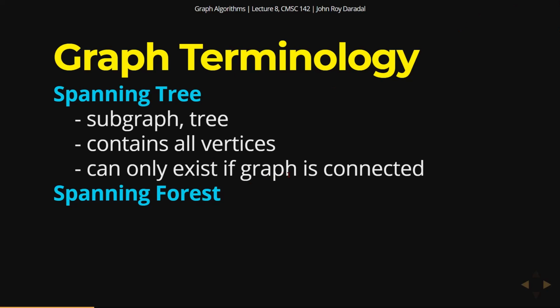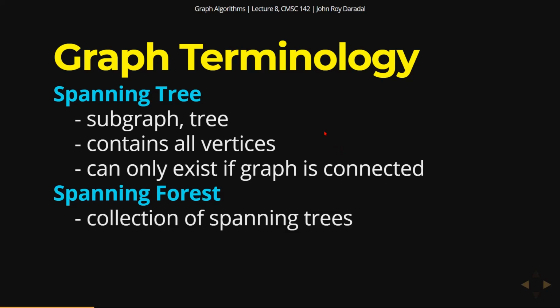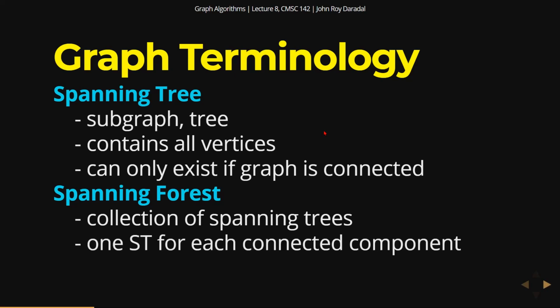So this can only exist if the graph is connected, because of course you cannot reach all vertices if one of them is unreachable, if it's disconnected. Okay, now if that is the case, if it's disconnected, then we won't have a spanning tree but a spanning forest. Okay, a spanning forest is just a collection of spanning trees, and you have one spanning tree for each connected component if the graph is indeed disconnected.